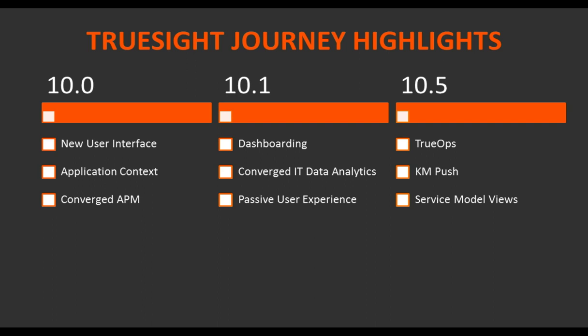Now, when we look at the journey that we've had, with TrueSight Operations Management, we've moved to an approximately every 6-month release schedule. And the idea is to be much more agile and come out with additional functionality on a much more frequent basis. The days of 12 to 18-month release cycles are no more. We have to move quicker.